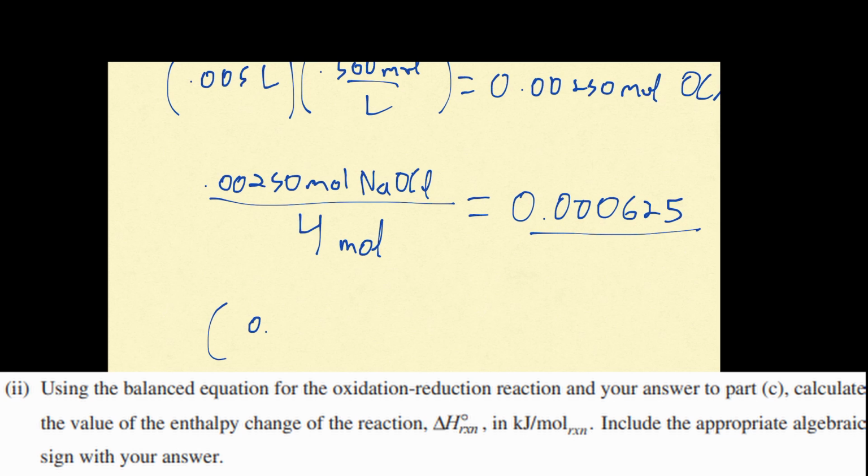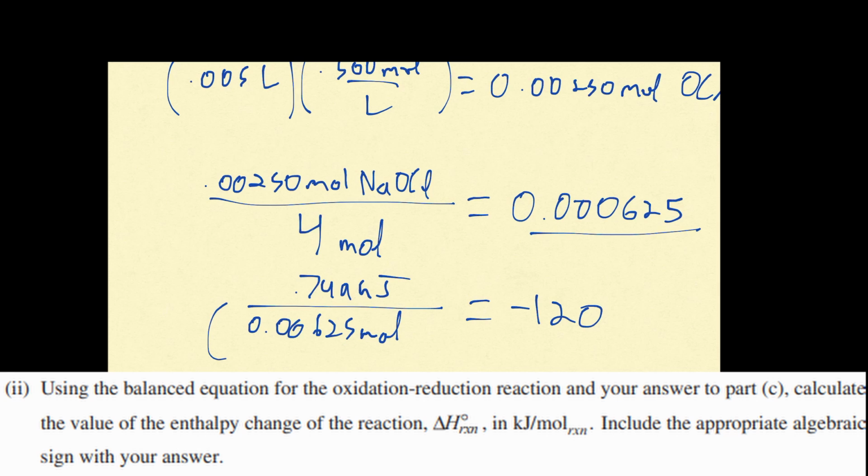Now, we can take the energy change we got before and divide it by this number to get our final molar enthalpy of reaction, negative 120 kilojoules per mole. You don't have to convert to kilojoules, but I think it makes the number look a little bit nicer.